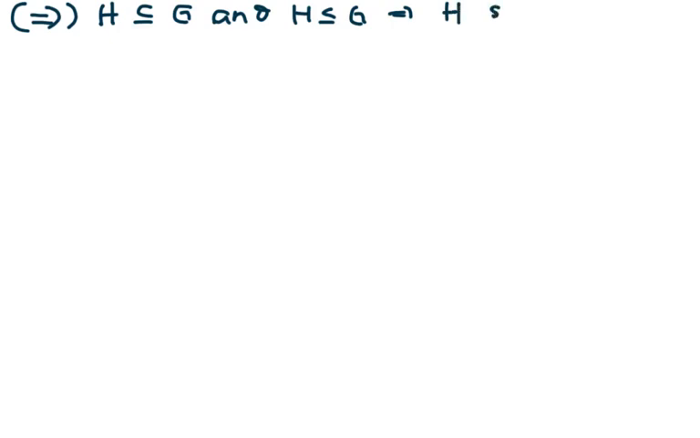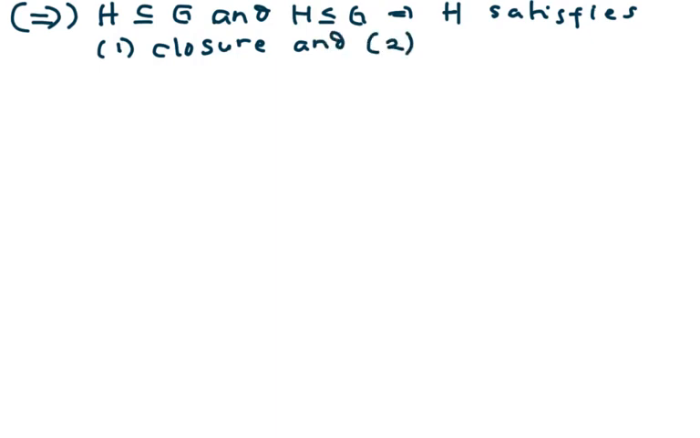So for the first direction, we have H is a subset of G, and this H is a subgroup of G. Then we need to show that H satisfies the first one, closure, and the second one, inverses. So this proof is very easy.